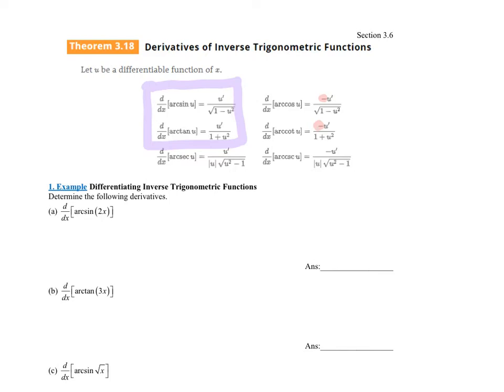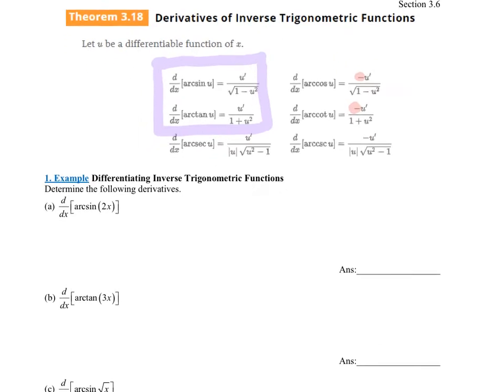And as a teacher, even in Calc 2, I've never expected someone to memorize the one for arc secant or arc cosecant. I do expect them to have an idea of it. If you see that absolute value in the bottom, you should be thinking about arc secant or arc cosecant in that form. But still, I don't expect them to memorize it, and I very rarely have ever tested on it. So the top four are the ones that I really care about.